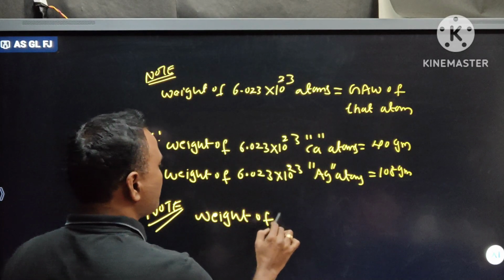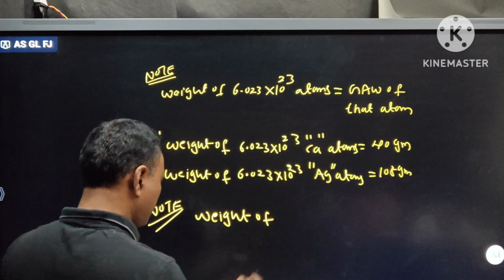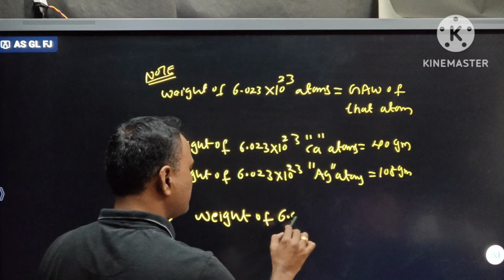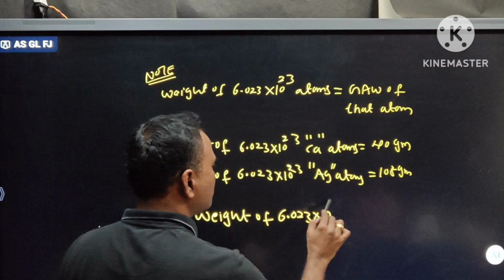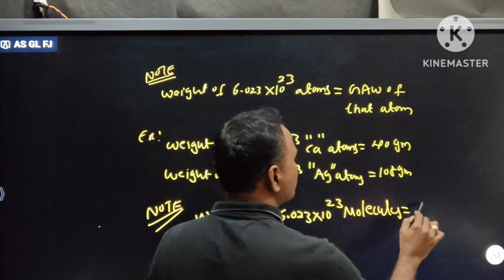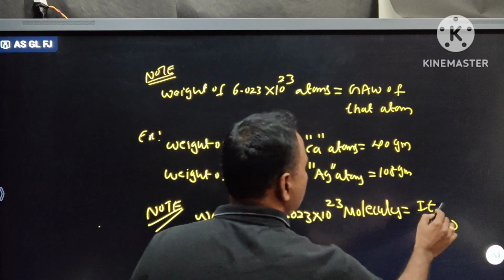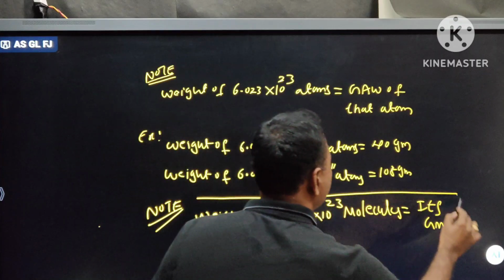Weight of 6.023 into 10 to the power of 23 molecules. Molecules means it's the gram molecular weight. So, gram molecular weight. Underline this.